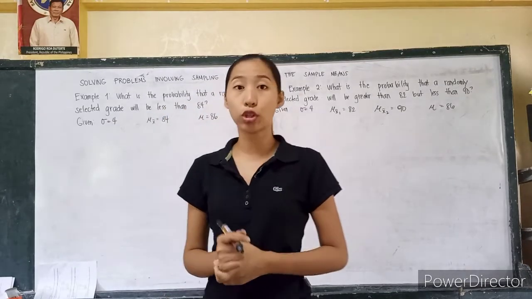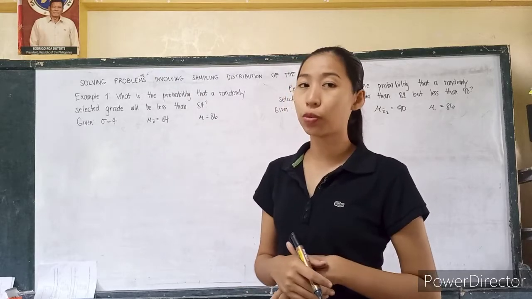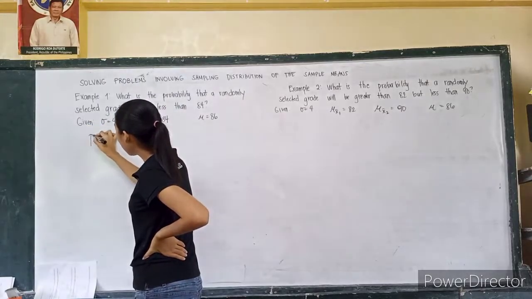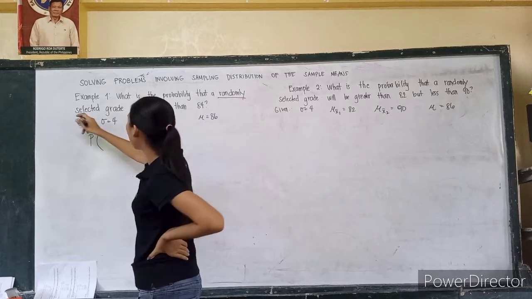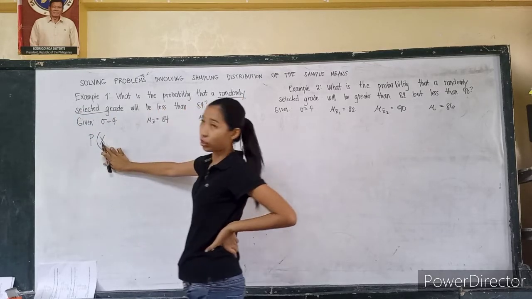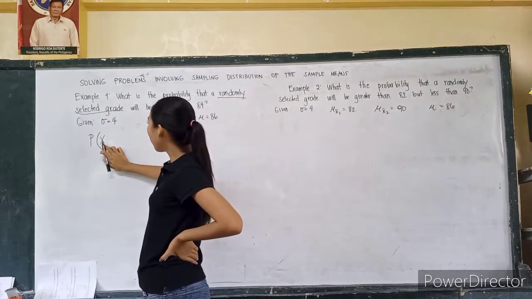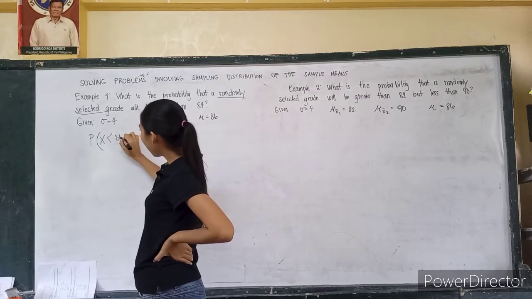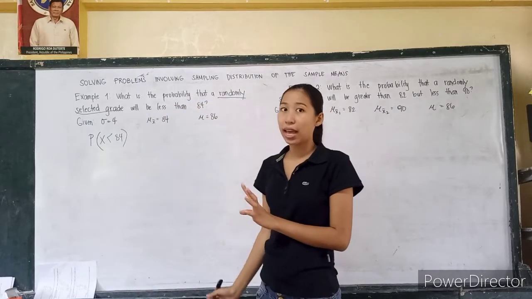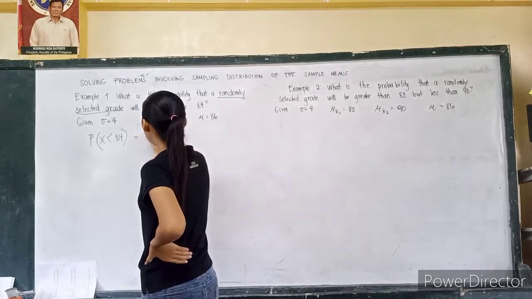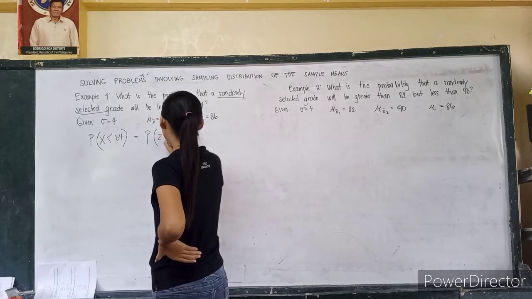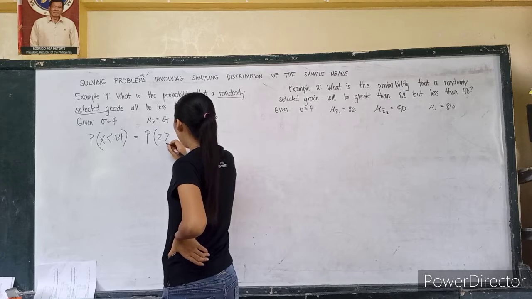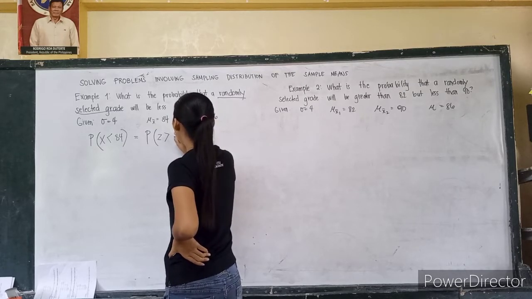Okay, so let us now proceed with our solution for example number 1. So first, we are going to make a probability notation. So in this problem, we are looking for the probability of picking one randomly selected grade, which is x. This could be any number. What is the probability of your randomly selected grade to be less than 84? So that is what we are looking for. And in order for us to find this, we are going to use this notation. Probability of z is less than the formula for finding our z value. So our z value is found using this formula.